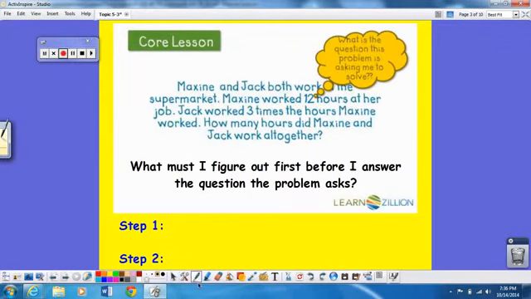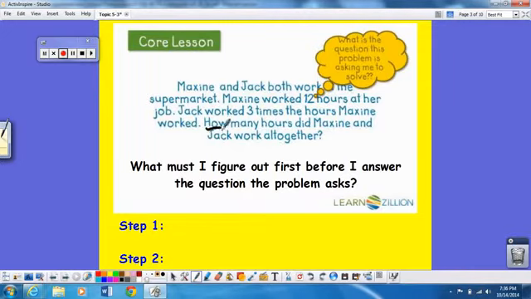Maxine and Jack both work at the supermarket. Maxine worked 12 hours at her job. Jack worked 3 times the hours that Maxine worked. How many hours did Maxine and Jack work altogether? Okay, this problem also has a hidden question. There's something we have to figure out first before we can add up their hours all together.